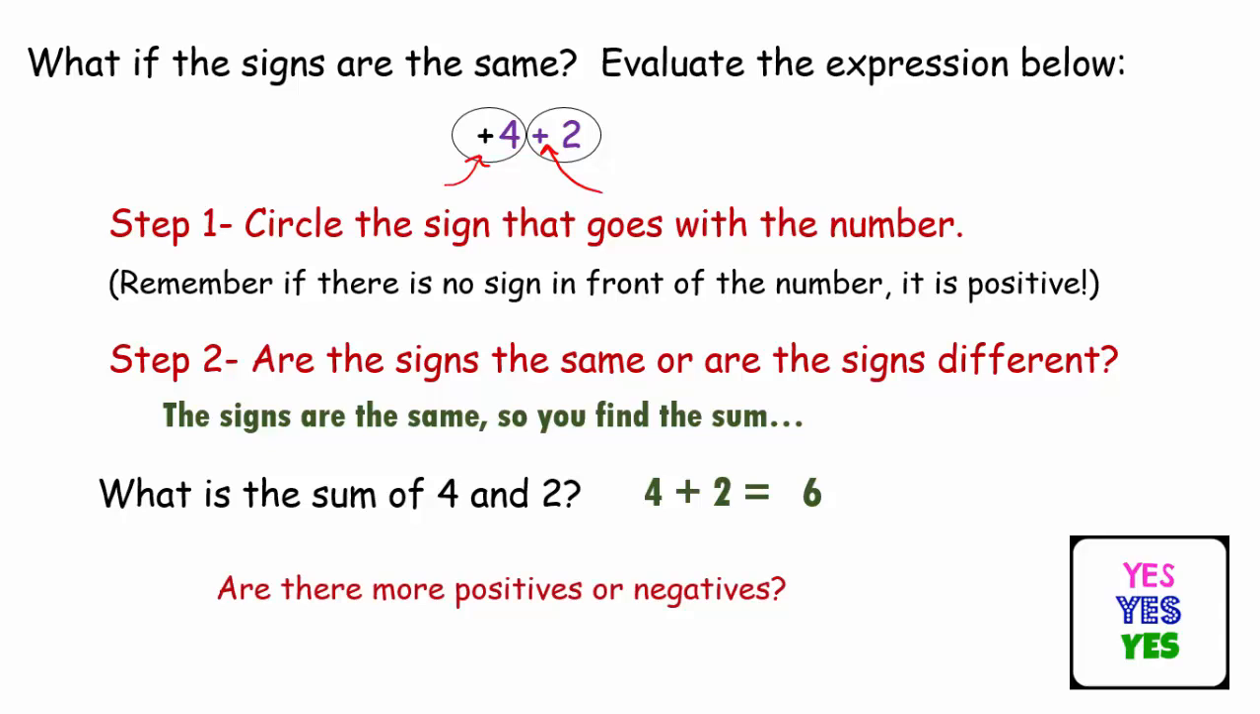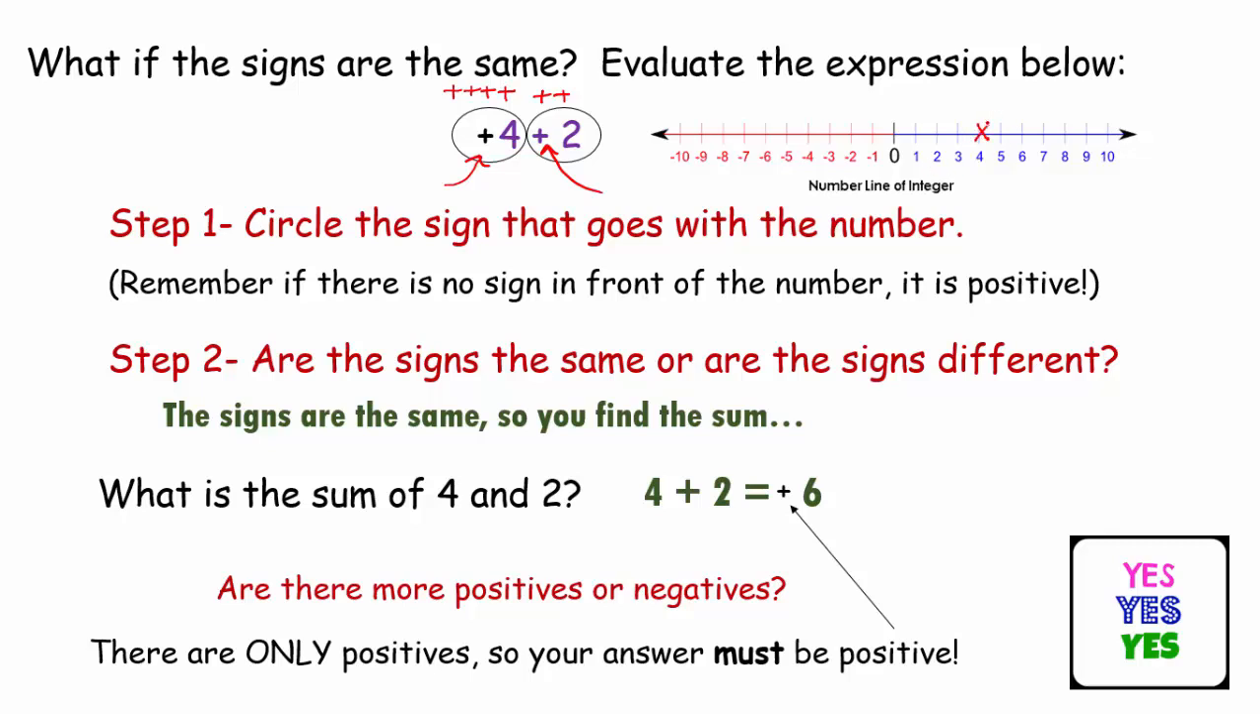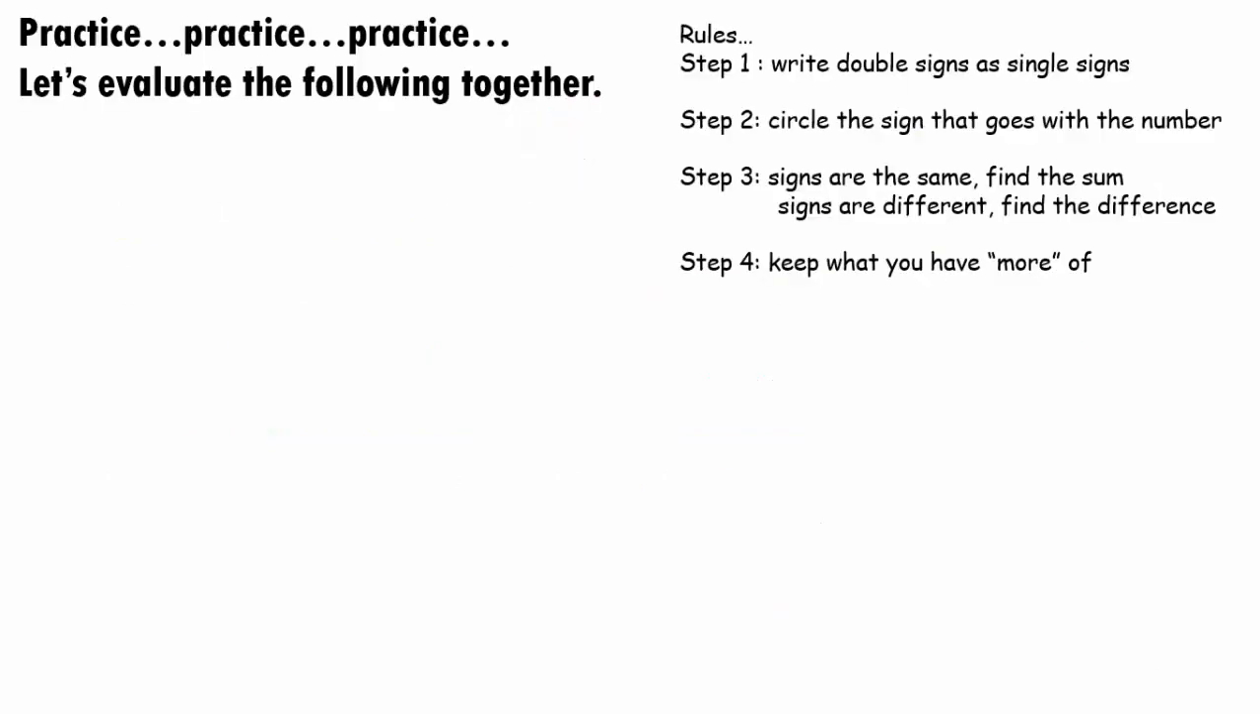Are there more positives or more negatives? Well, let's take a look. There's 4 positives. There's 2 more positives. Hey, we only have positives running around. All you have is positives, so your answer must be positive. So that answer is a positive 6. Let's just quick check it on the number line. 4 plus 2. So if I'm at 4 and I'm adding 2, I'm moving 2 to the right. Excellent. Our rule got us where we need to be.